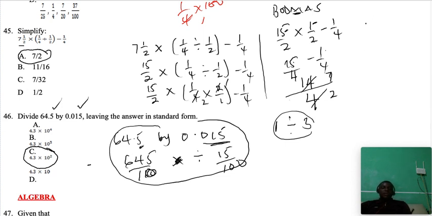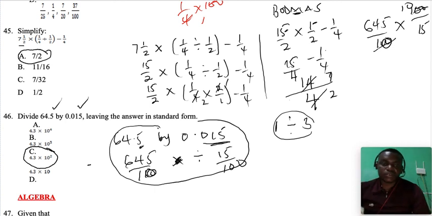If you like, I can also solve it. 645 over 10 times the reciprocal, 1000 over 15. So this will be 10 here. Then you just divide, you end up getting the same thing as your result. Okay, so let's continue to algebra.